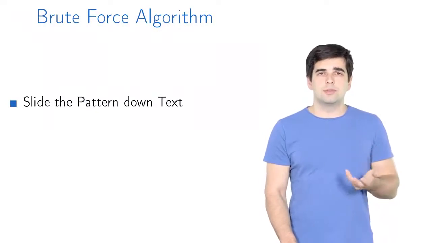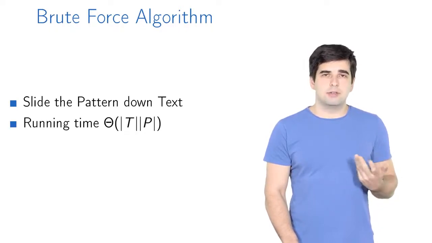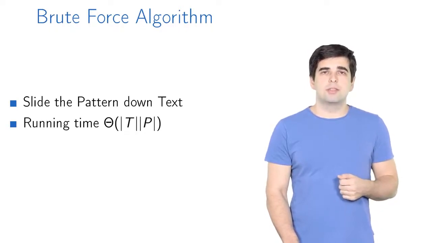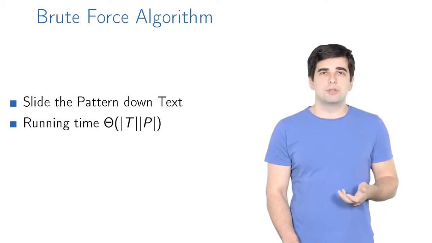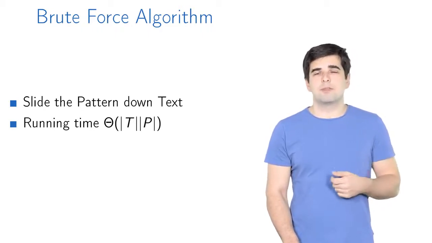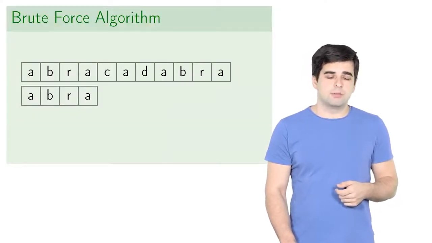You learned brute force algorithm for that, which basically slides the pattern down the text. And the running time of that algorithm is the product of the length of the text and the length of the pattern. What we're going to do in this lesson is to improve this time to the sum of the length of the text and the length of the pattern. First, let's recall how brute force algorithm works.